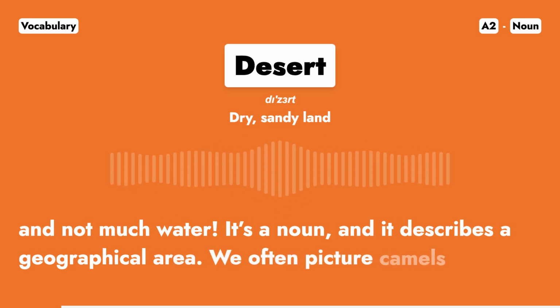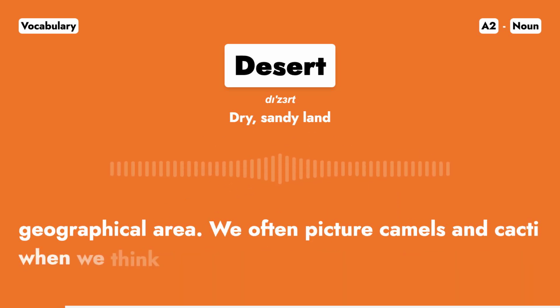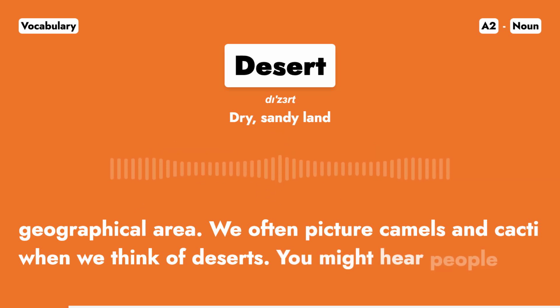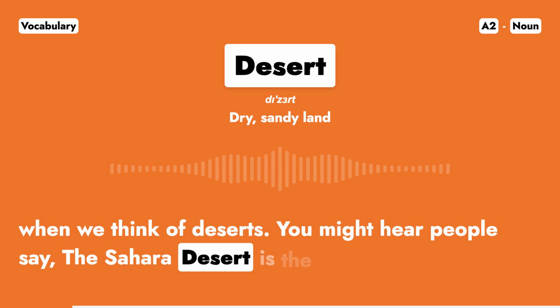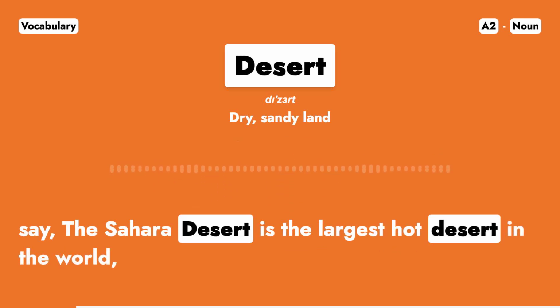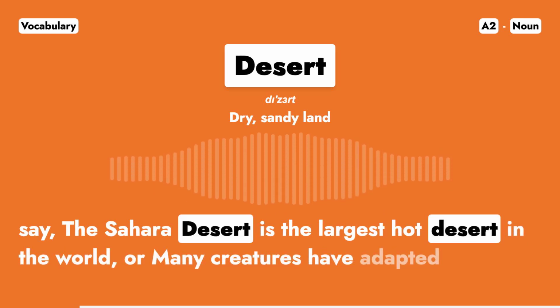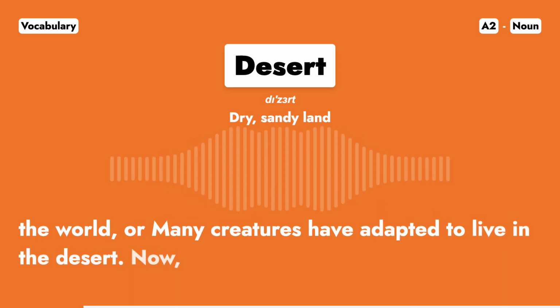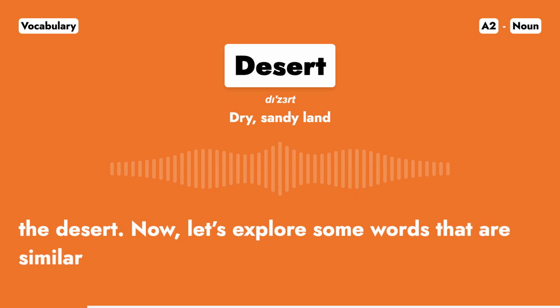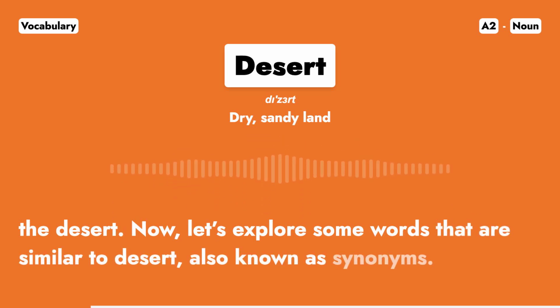We often picture camels and cacti when we think of deserts. You might hear people say, the Sahara Desert is the largest hot desert in the world, or many creatures have adapted to live in the desert. Now, let's explore some words that are similar to desert, also known as synonyms.